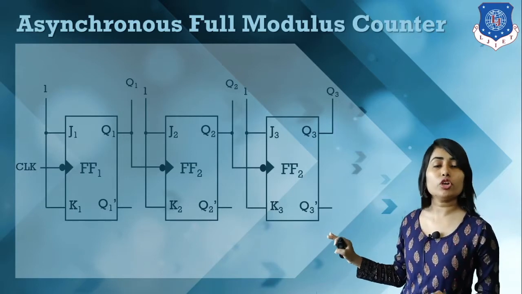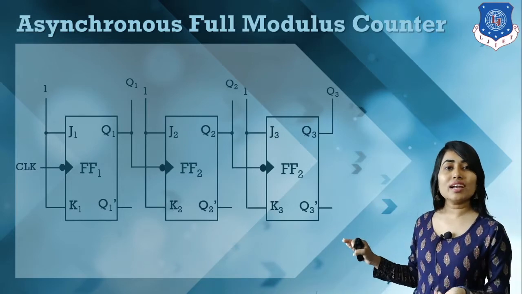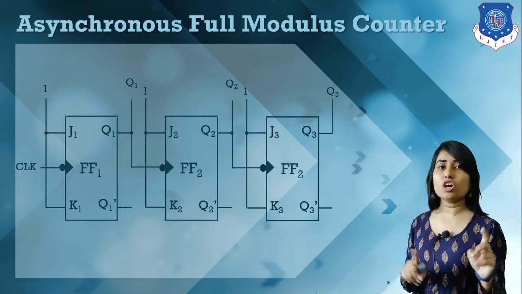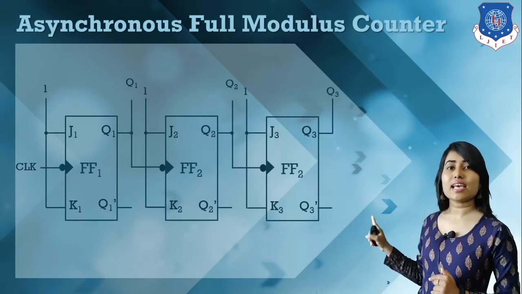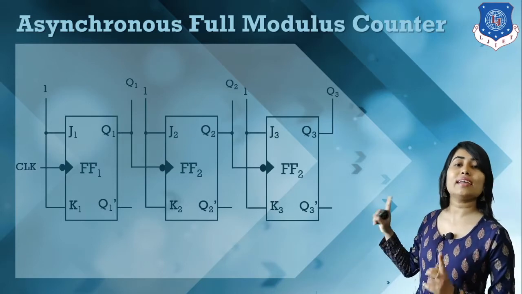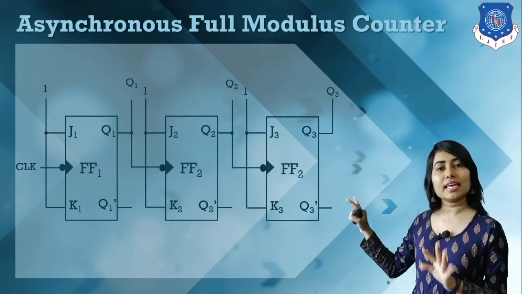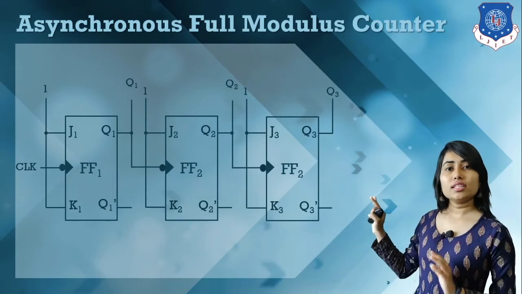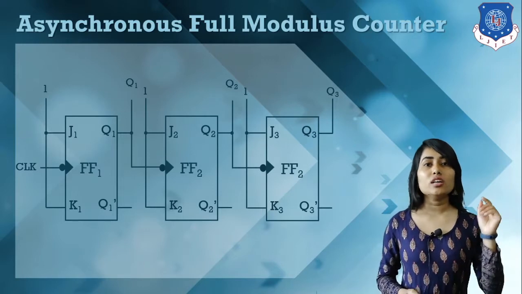Whenever we want to count in the upward direction, like 0, 1, 2, 3, we use negative edge trigger flip-flops. So we have Q as a clock. Here Q1 is connected as a clock for the second flip-flop, and Q2 is connected as a clock for the third flip-flop. So here we have a basic asynchronous up counter for 3 flip-flops, for 3 bits. Using these 3 flip-flops we can count a total of 8 values.